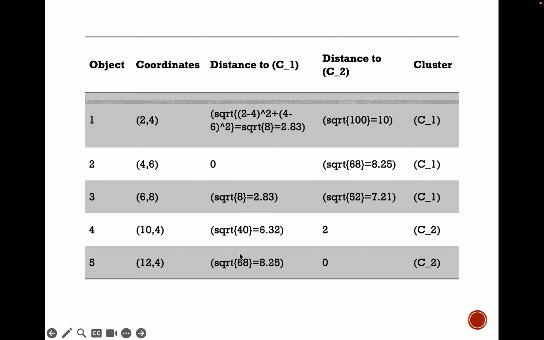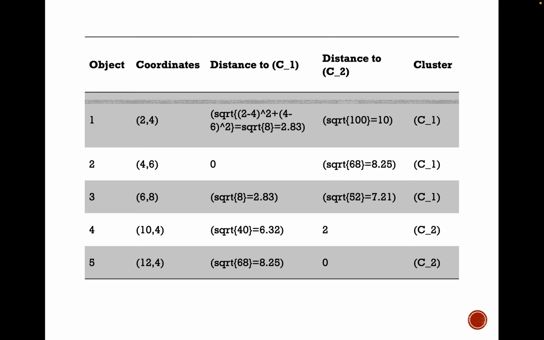The same way you have to solve for 10, 4 with the 4, 6 and 10, 4 with 12, 4. In this minimum is 2, and same way here 12, 4 with the 12, 4 it will be 0, and 12, 4 with the 4, 6 it will be 8.25. In these two values minimum is 2 and 0, which belongs to the cluster C2, so it is C2.